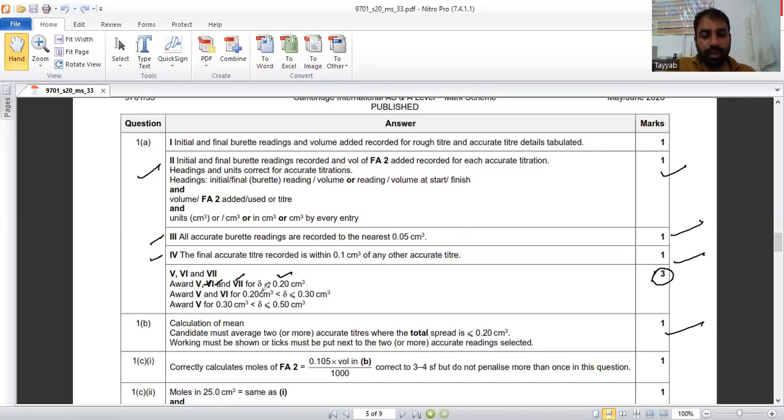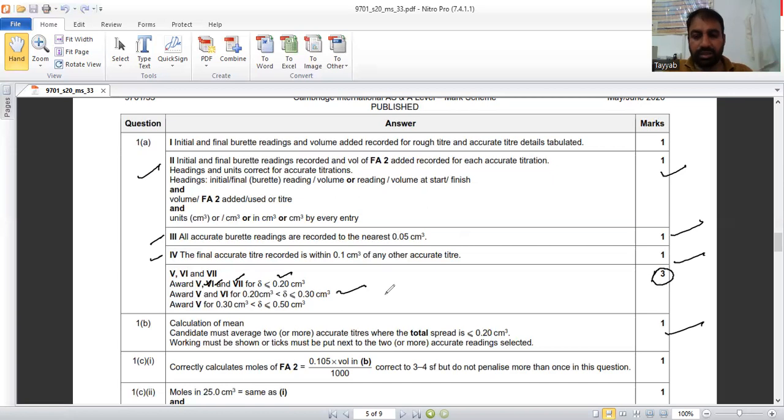And if your readings are less than 0.30 cm³ and more than 0.2 cm³, you will get the 5th and 6th marks, that is, 2 marks out of 3. And if your value is more than 0.3 or less than 0.5, then you will get just 1 mark out of 3. If your value differs by even more than 0.50 cm³, don't worry about this.